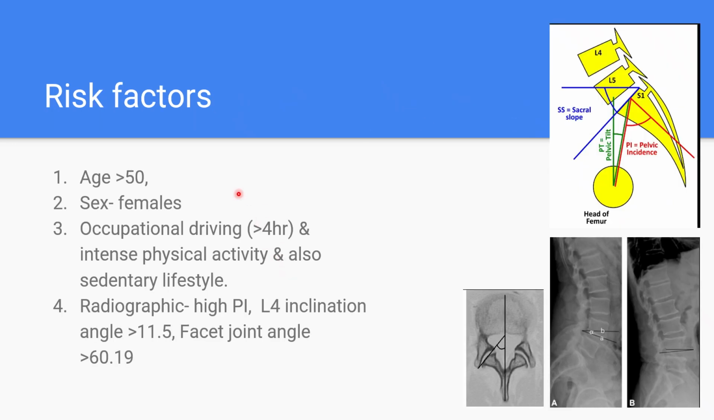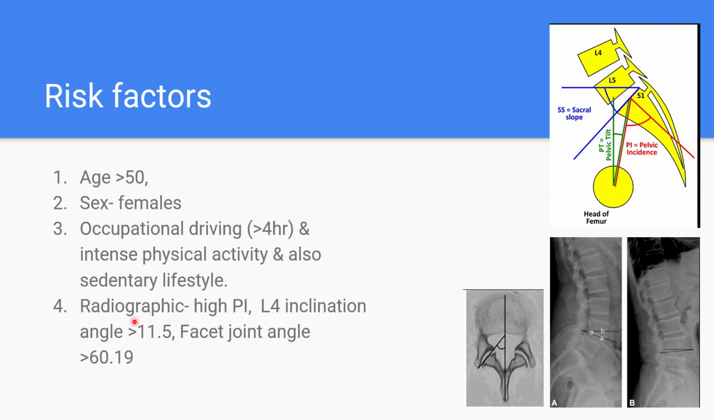Now, what are the risk factors which are associated with spondylolisthesis? First, as we had mentioned before, is age more than 50. Second is sex. So females are more prone to have degenerative spondylolisthesis. Now, studies have shown that occupational driving of more than 4 hours, or intense physical work, or contradictorily a sedentary lifestyle, has high chances of degenerative spondylolisthesis.